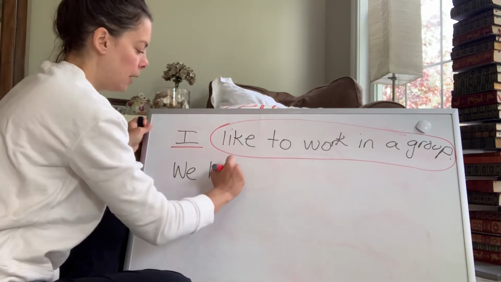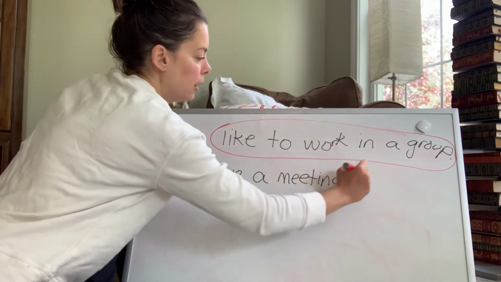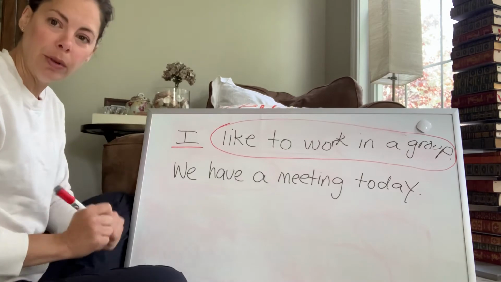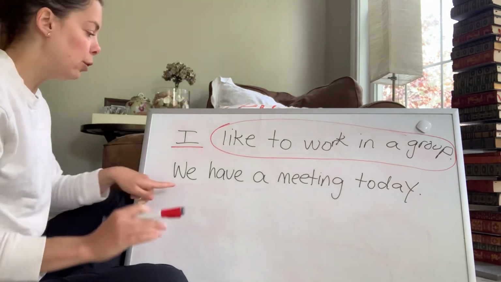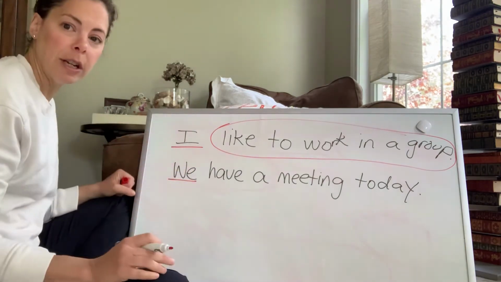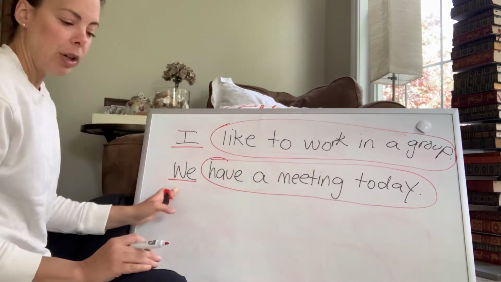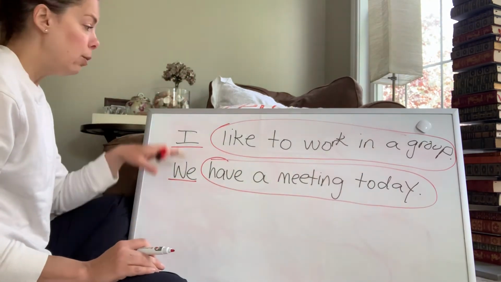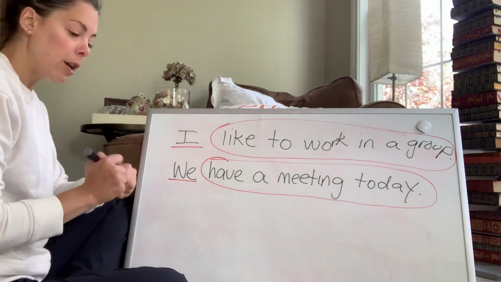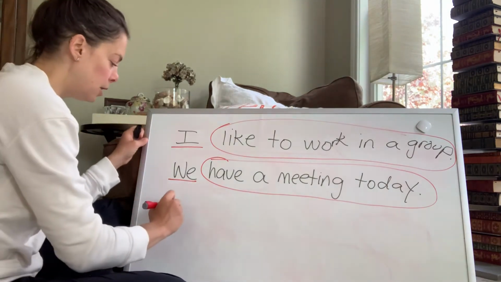We have a meeting today. So I will be meeting with other teachers today to talk about the end of school and what cool stuff we can do next week. So we is me and all the other teachers. That's the subject, that's the who. And then what are we doing? We have a meeting today. Subject, predicate. So in the subject, we're going to use I and we. In the predicates, we're going to use different pronouns, me and us.